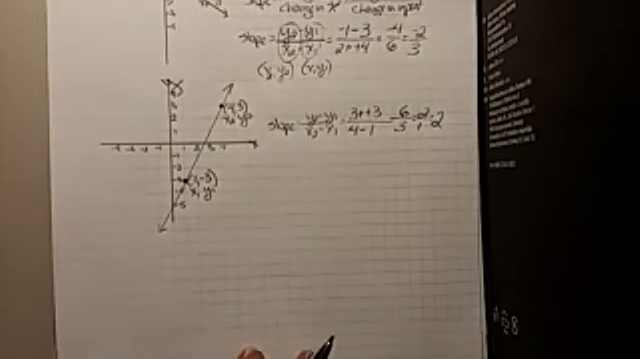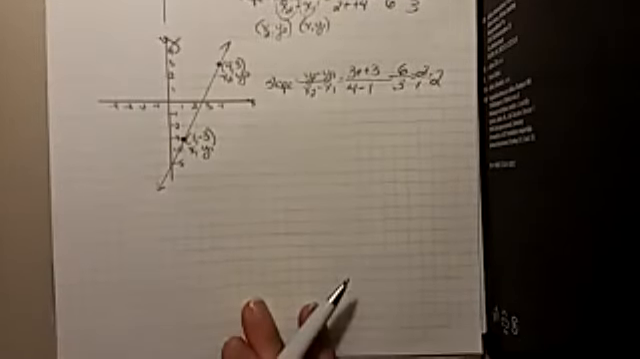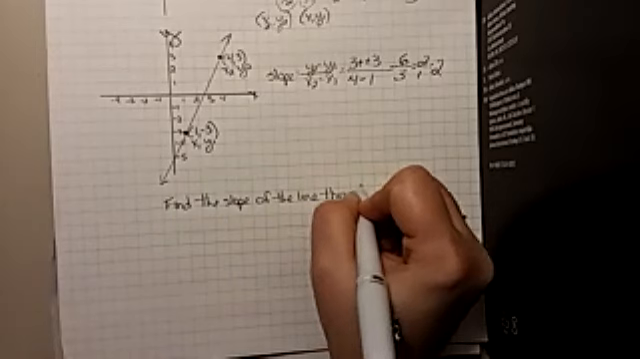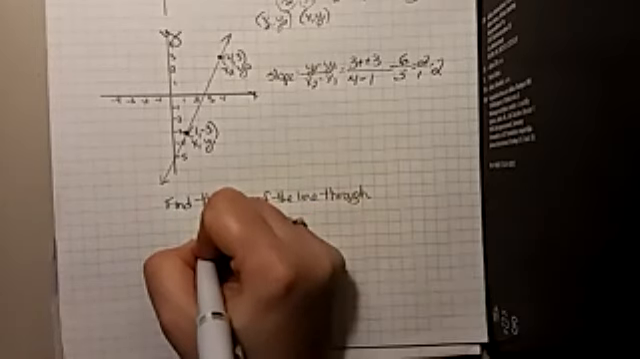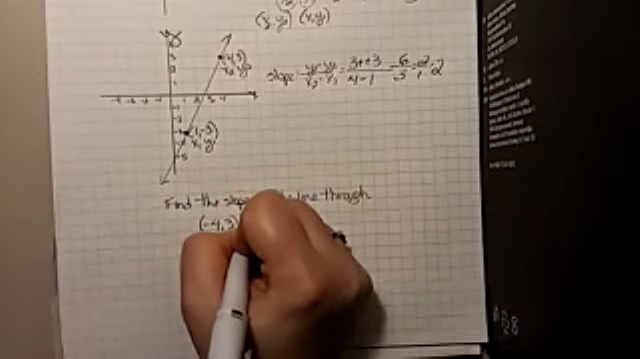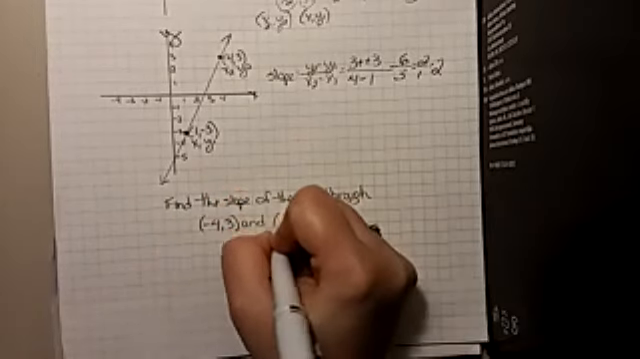So what if the problem said, find the slope of the line through -4, 3 and 2, -9. I don't have to plot these 2 points and count it out. Now I have the slope formula. So slope is y2 minus y1 over x2 minus x1.